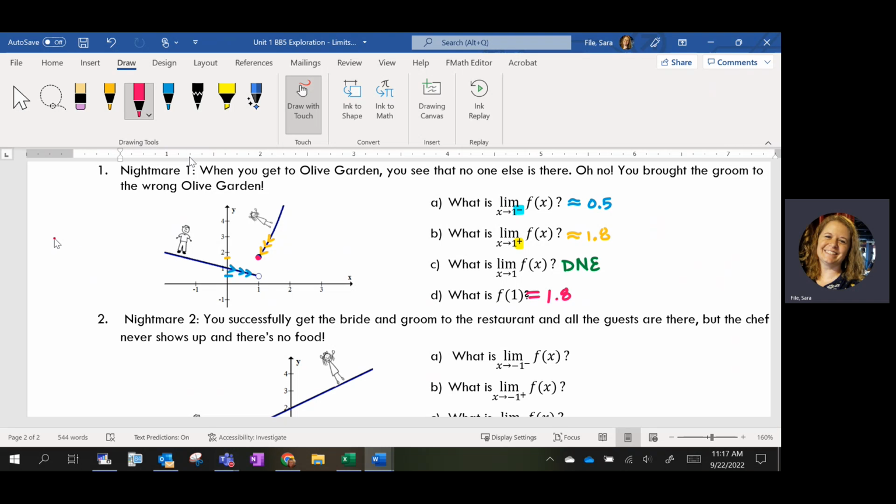This is a jump, and I'm just going to list that in the margins out here. I'm going to put the type. I'm either going to write continuous, if it's continuous, or I'm going to put the type of discontinuity. So this is a jump discontinuity.